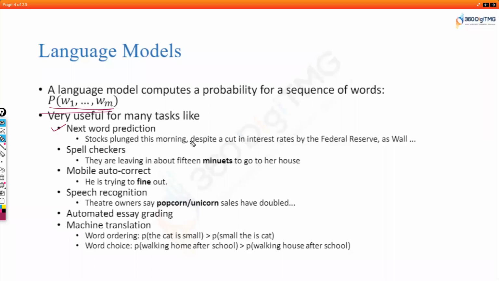Stocks plunged this morning, despite a cut in interest rates by the Federal Reserve, as Wall Street. Okay, Street would be the next word.